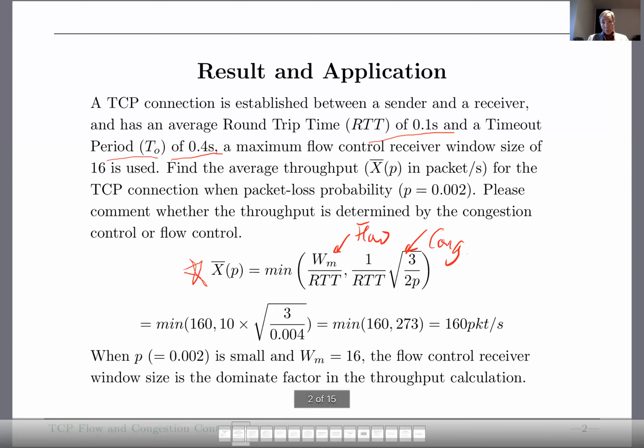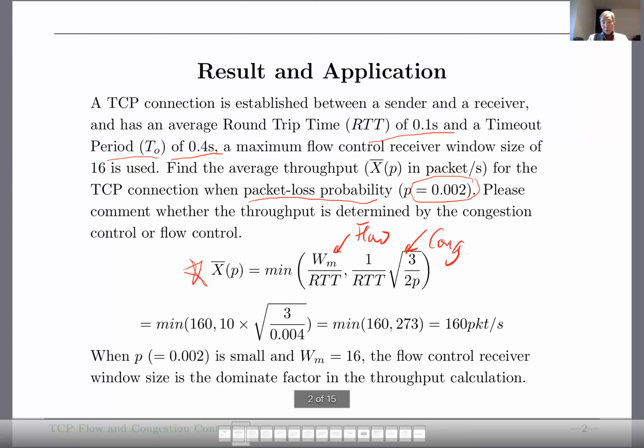So the average throughput is given by this simple relationship, and that is basically correct for a small value of packet loss probability. In this example, I use a packet loss of 1 packet out of 500 packets being lost or corrupted. So for small p, this relation is correct.